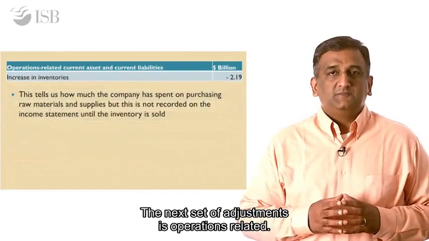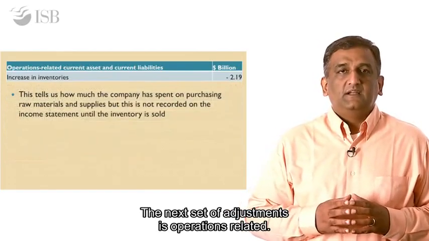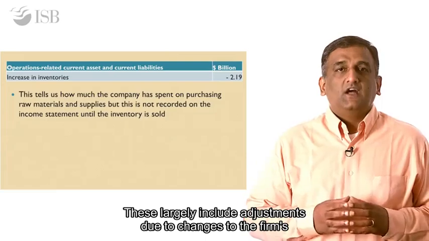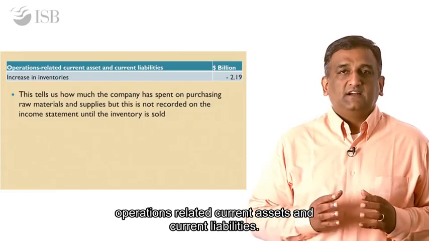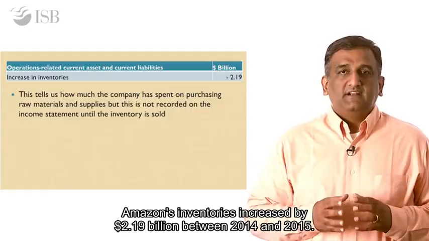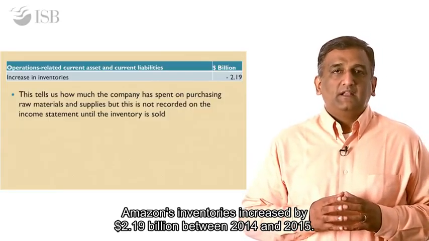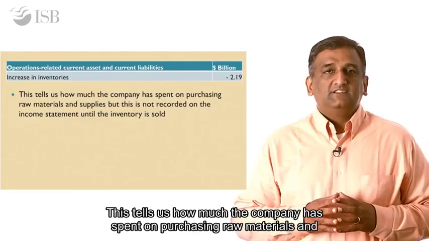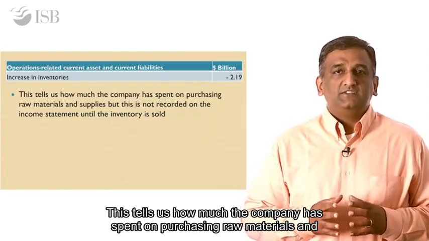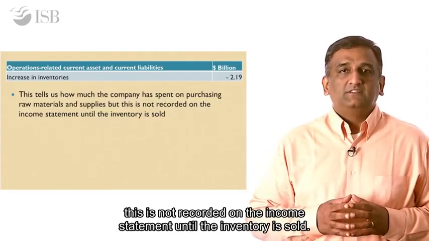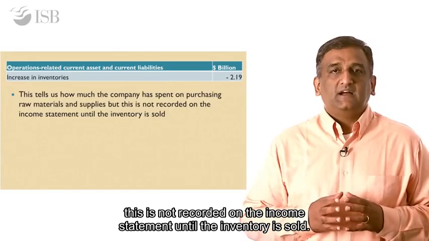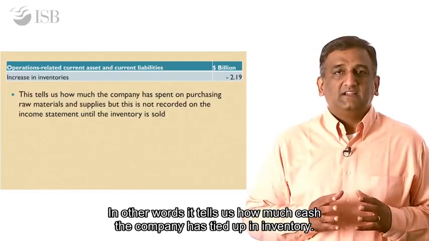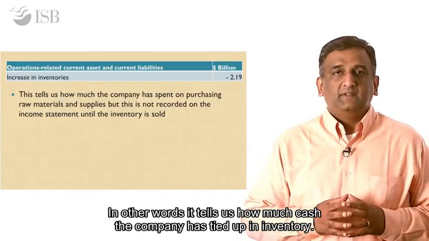The next set of adjustments is operations related. These largely include adjustments due to changes to the firm's operations related current assets and current liabilities. Amazon's inventories increased by $2.19 billion between 2014 and 2015. This tells us how much the company has spent on purchasing raw materials and supplies, but this is not recorded on the income statement until the inventory is sold. In other words, it tells us how much cash the company has tied up in inventory.